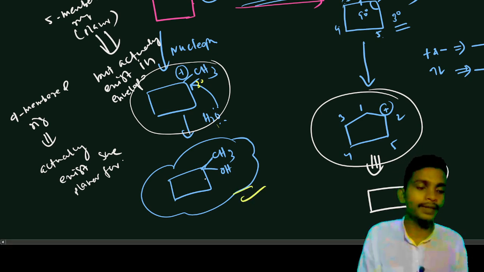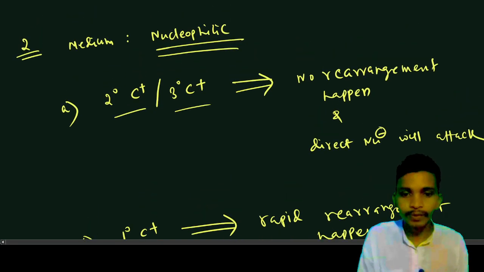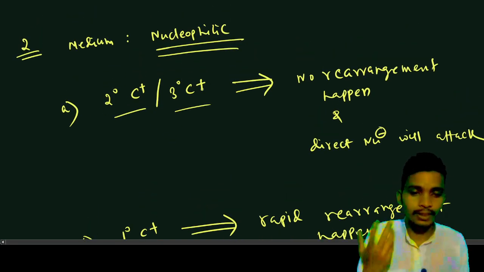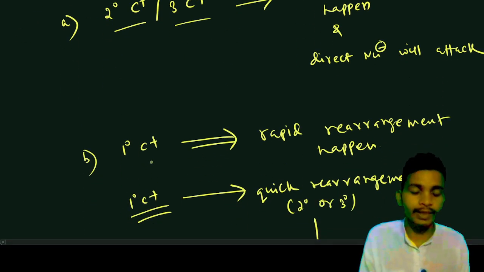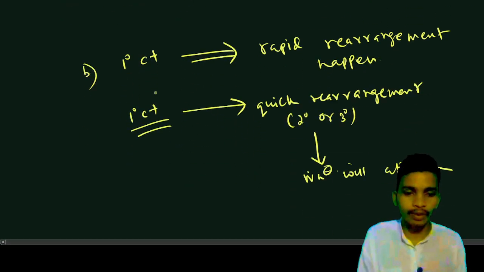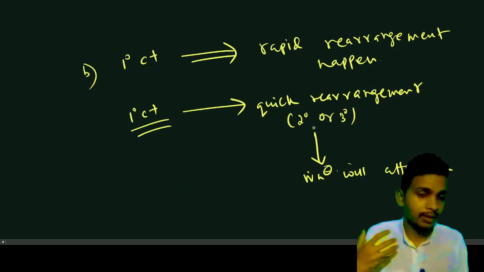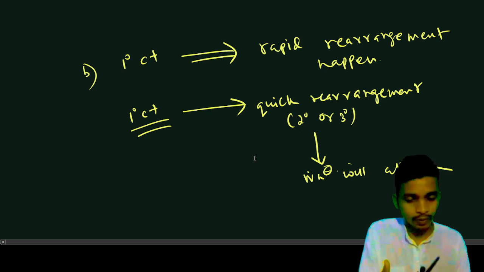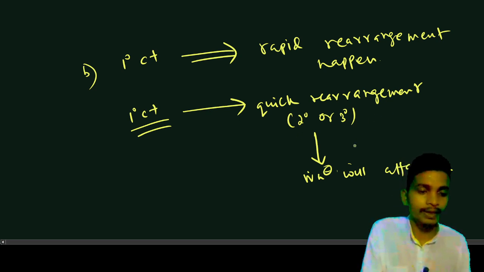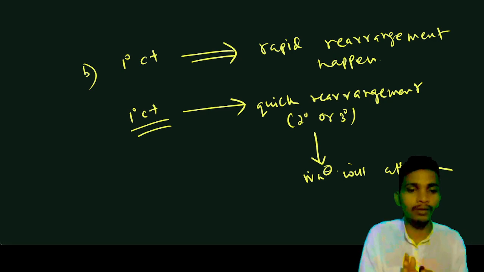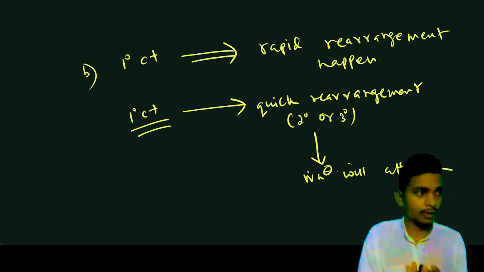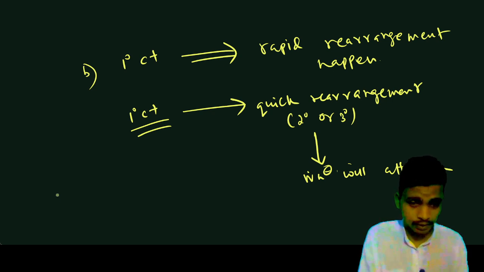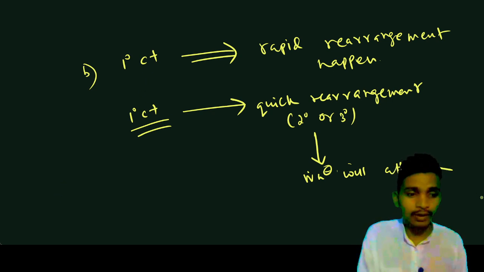Okay. So if the medium is nucleophilic, then if it is a 2-degree or 3-degree carbocation, there will be no rearrangement. The nucleophile will attack directly. But if it is a 1-degree carbocation, then it can shift to 2-degree or 3-degree, whatever quick rearrangement is possible, and then the nucleophile will attack. So this is about the molecular rearrangements of carbocations. Whenever we look at carbocations as intermediates, we will go for molecular rearrangements, and these are the two cases.